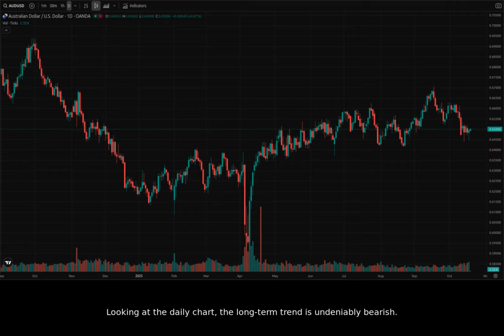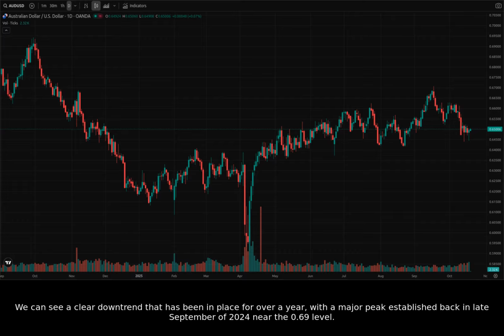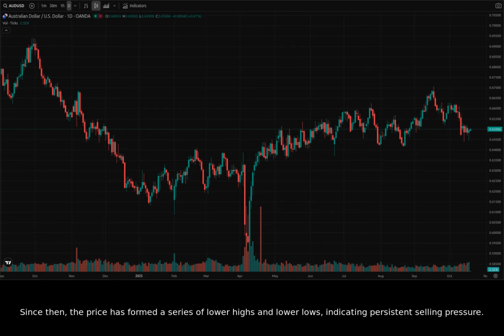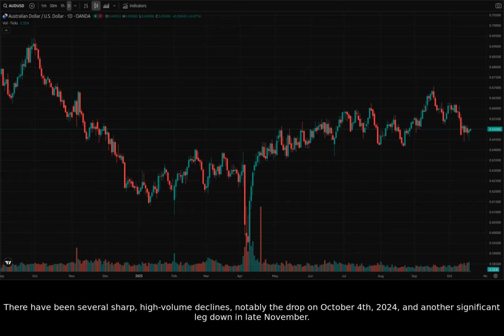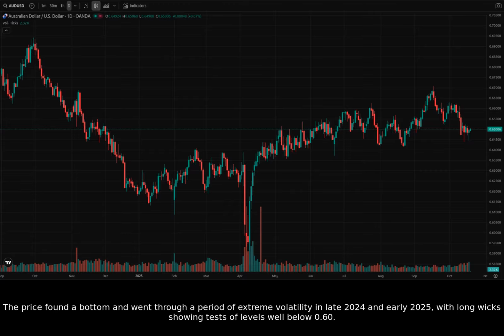Looking at the daily chart, the long-term trend is undeniably bearish. We can see a clear downtrend that has been in place for over a year, with a major peak established back in late September of 2024 near the 0.69 level. Since then, the price has formed a series of lower highs and lower lows, indicating persistent selling pressure. There have been several sharp, high-volume declines, notably the drop on October 4, 2024, and another significant leg down in late November. The price found a bottom and went through a period of extreme volatility in late 2024 and early 2025, with long wicks showing tests of levels well below 0.60.